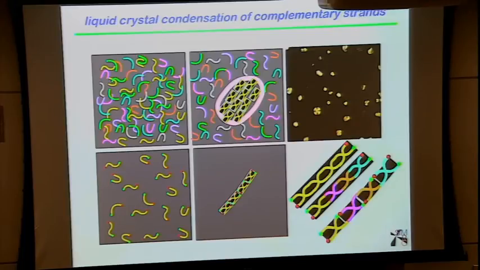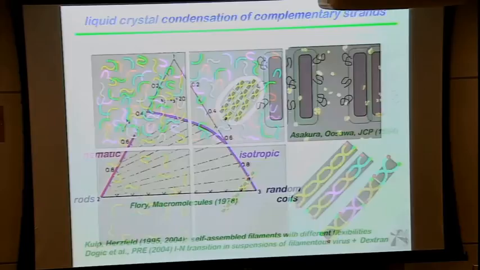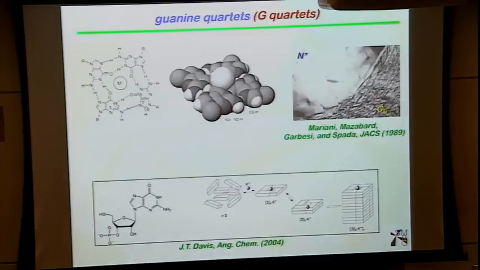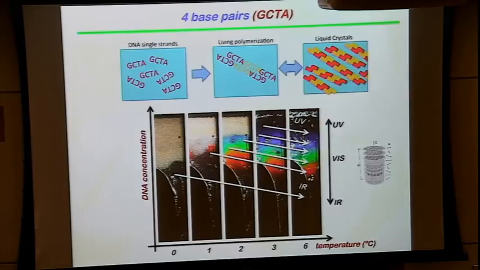So we get nematic phases in here. In actuality, the aggregated stacks are almost as rigid as the fully covalently linked DNA. If we go back to the phase diagram, it's kind of interesting.